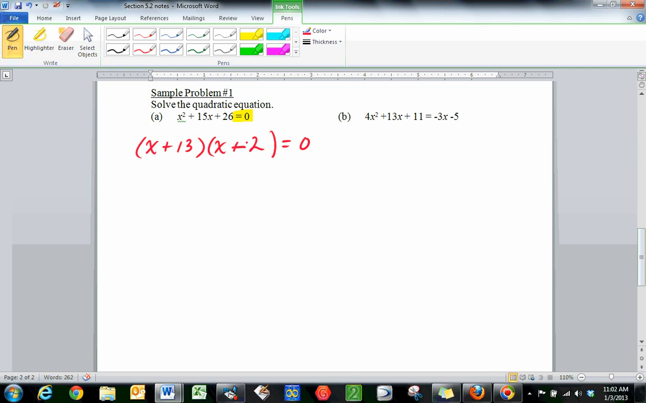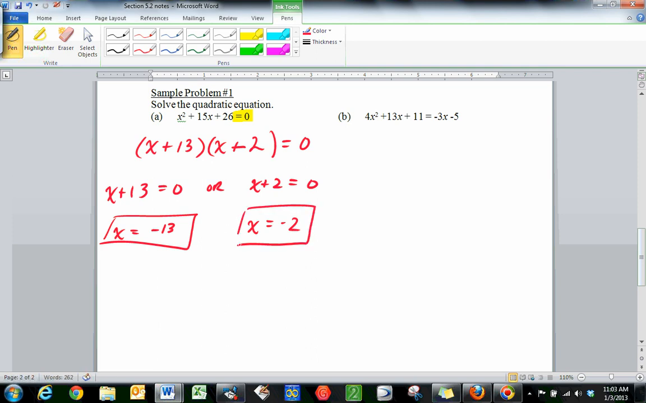Now, the factoring part of this equation is done, but I still need to solve for the individual x values. So what I'm going to have to do here is, I have two terms being multiplied together equaling 0, so I can break each of those up individually and set each one of them equal to 0 on their own. And what happens here is I subtract 13 from both sides, so I get x is equal to negative 13 as one answer. And then I subtract 2 from both sides, so x equals negative 2 for the other answer.